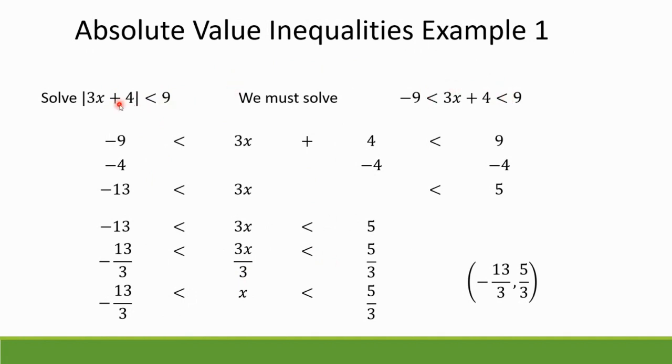The absolute value of 3x plus 4 less than 9 becomes 3x plus 4 less than 9 and greater than negative 9. So we have this compound inequality to solve. Some people in the past would solve other inequalities like 3x plus 4 positive, 3x plus 4 less than 9, 3x plus 4 negative, 3x plus 4 greater than negative 9. They would solve each of those 4 individually and then combine their answers.